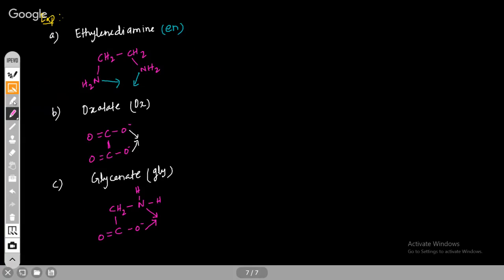Third one. Fourth one. Carbonate, CO3 2 minus. So the structure will be C double bond O, single bond O minus, O minus. Donor atoms are these oxygens.